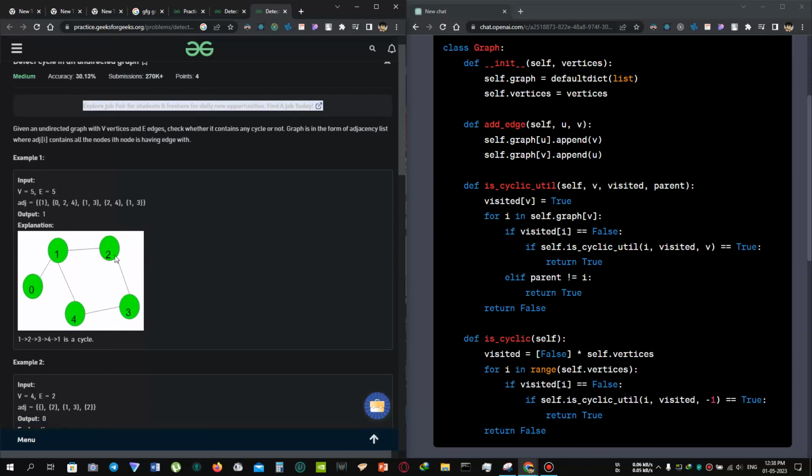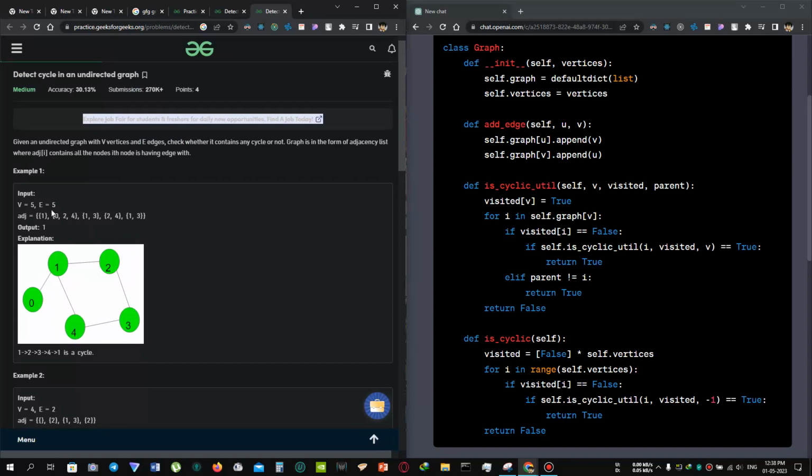Now let's see the input, because understanding input is important. What is the meaning of 1 and 0 for 2 and 1 3? It is a little bit confusing because it's written like this. It means that this is a 2D list, right? And every element has an index. So 1 has index 0, 0 2 4 has index 1, 1 3 has index 2, then this has index 3, and this has index 4.